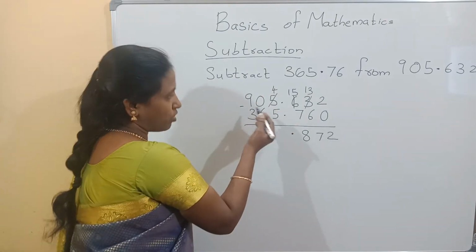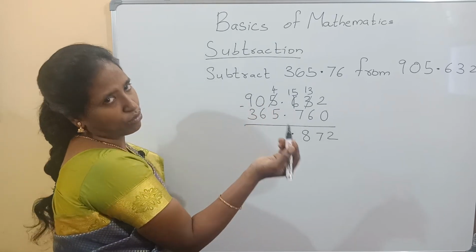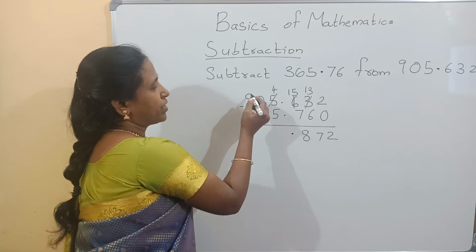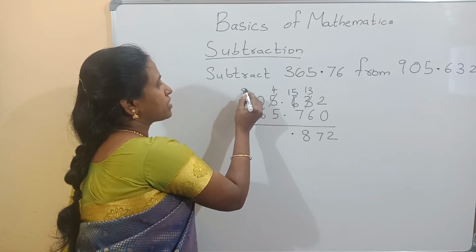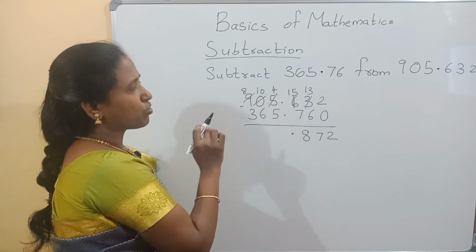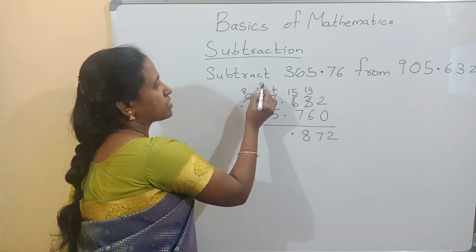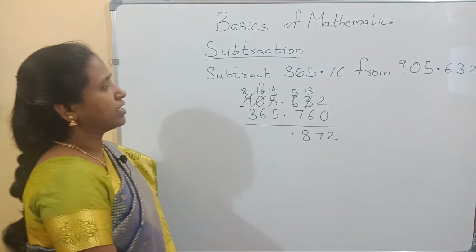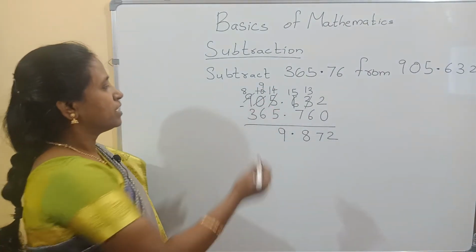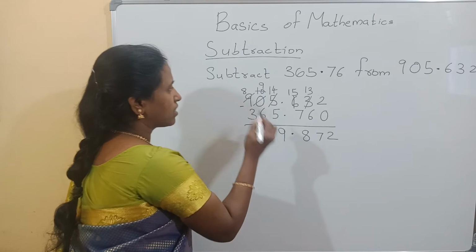4 minus 5 not possible. It goes and asks 0. 0 also doesn't have anything. So 0 goes and asks 9. So this 9 becomes 8. 0 becomes 10. And 4 goes and borrows from it. So 10 becomes 9. This becomes 14. 14 minus 5, 9. 9 minus 6, 3.